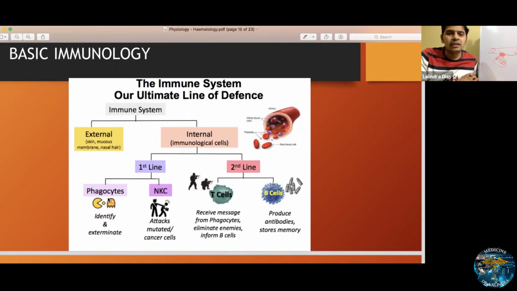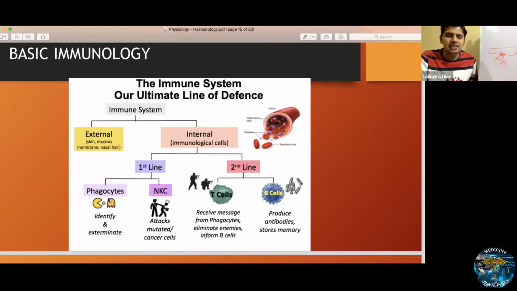Then, yeah, so that is external immunity. Then we have internal immunity. When we talk about internal immunity, now we are coming into a bit of a tricky area. Internal or endogenous immunity can be divided into first line defense and second line defense. So within ourselves, when we want to develop immunity, it can be either first line defense or the second line defense. What are they?